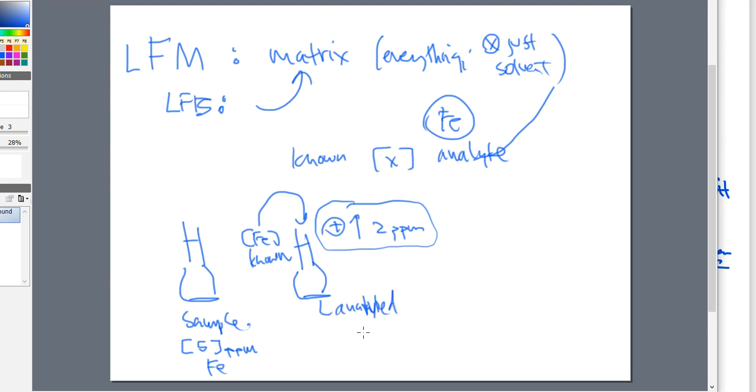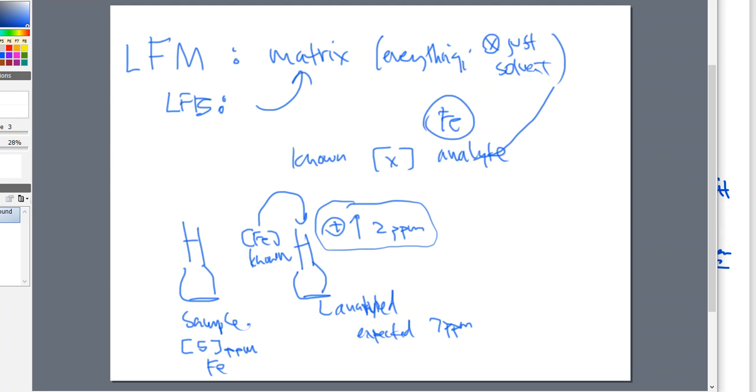And when it gets analyzed, my expected value that should show up on the report would be a 7 part per million now instead of a 5 part per million, because I know that I've added to it. My signal should go up, my concentration should go up, and I know how much I've added, so I know how much it should go up by. That is a laboratory fortified matrix. That's what that is all about.